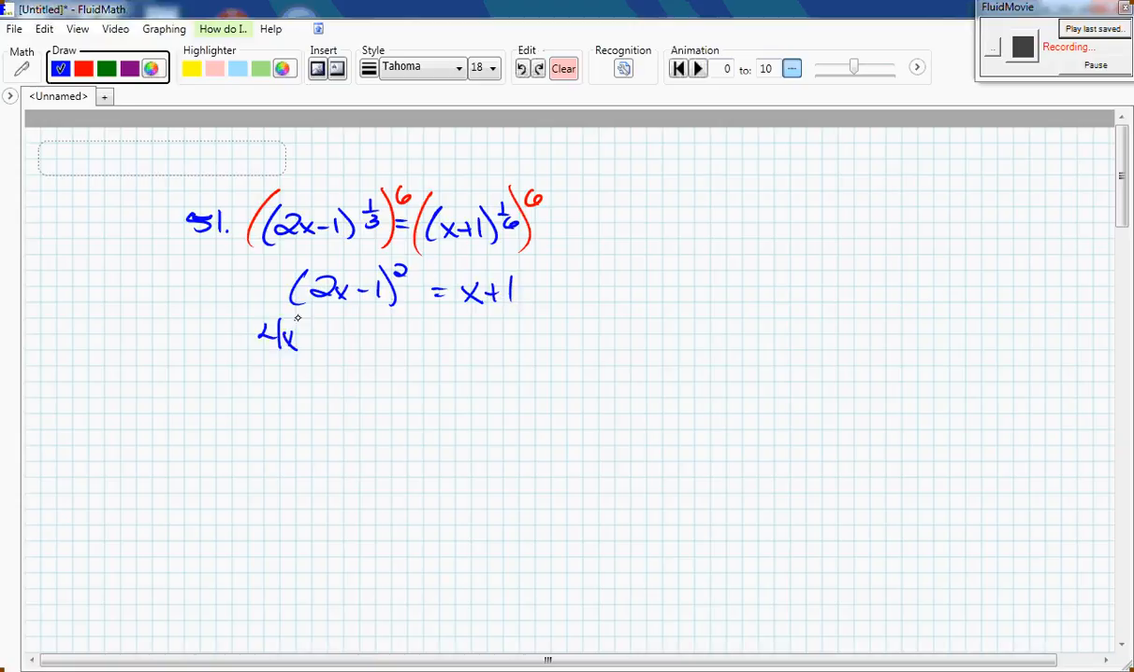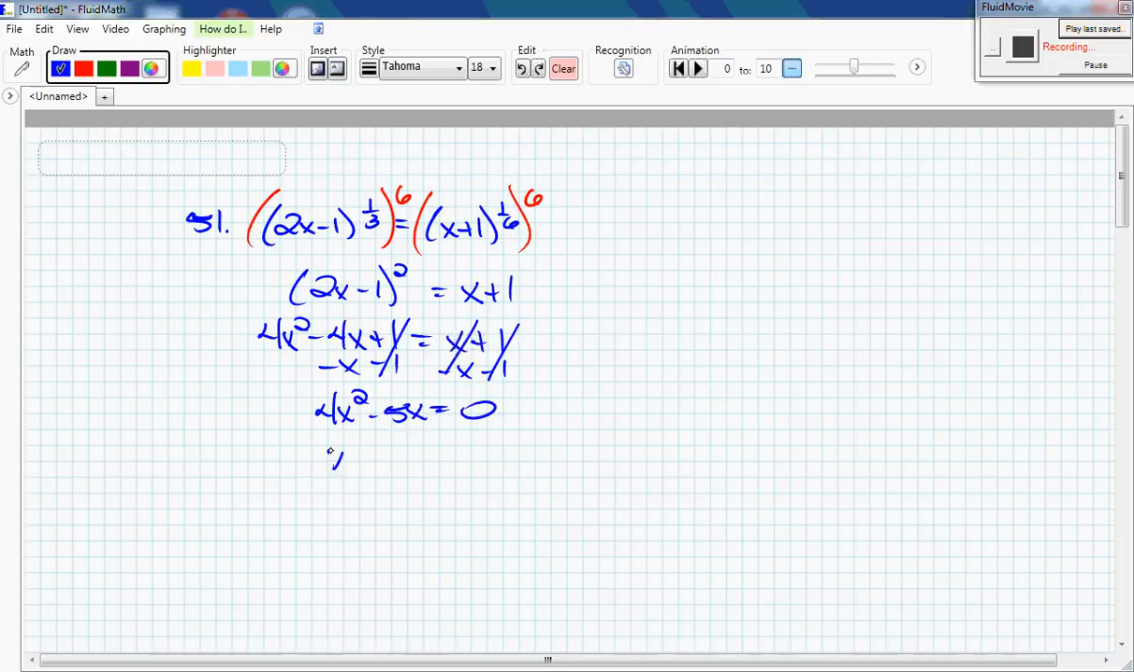When we FOIL, we get 4x squared minus 4x plus 1 equals x plus 1. So we have a quadratic equation. The way we solve quadratic equations is by factoring, or using the quadratic formula. In both cases, it has to be set equal to 0. So we're going to subtract x. We're going to subtract 1. In this particular case, I guess our factoring becomes much easier because we no longer have a constant term.